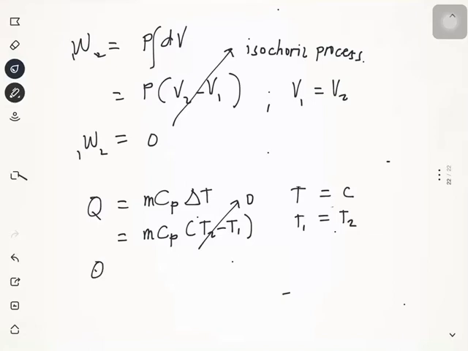So when Q is 0, this process is called an adiabatic process, meaning that the temperature is constant along the process and there is no heat transfer, because the temperature at state 1 and the temperature at state 2 are equivalent.